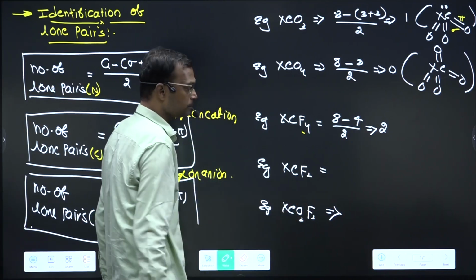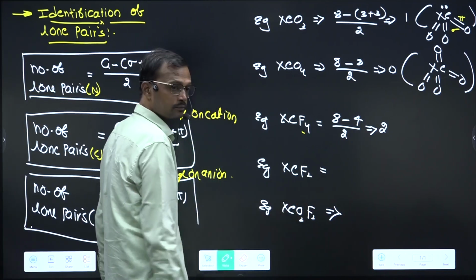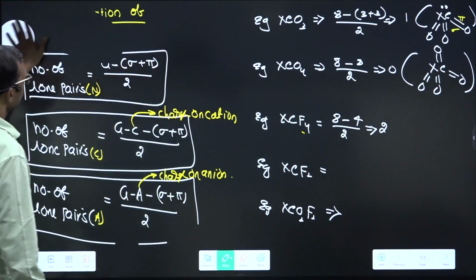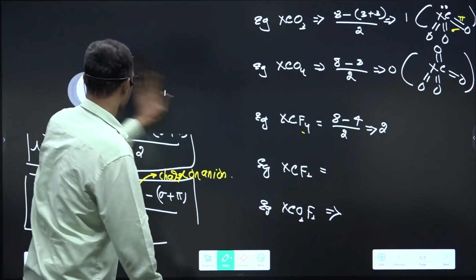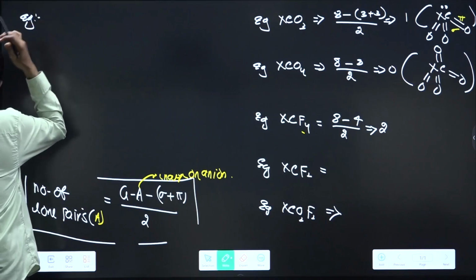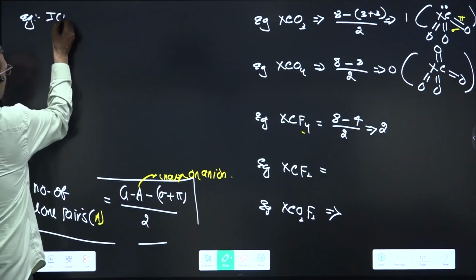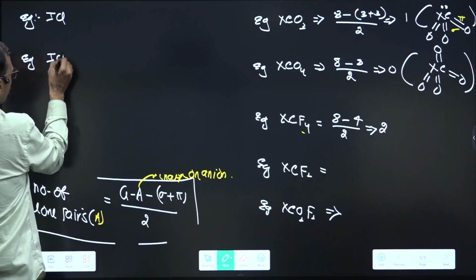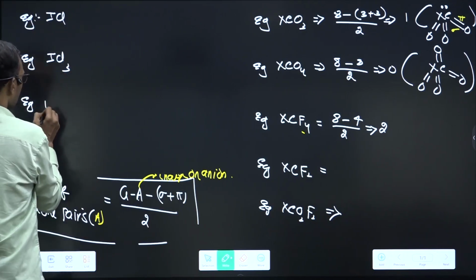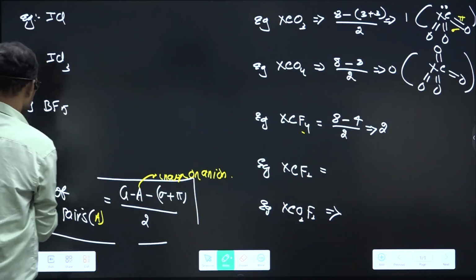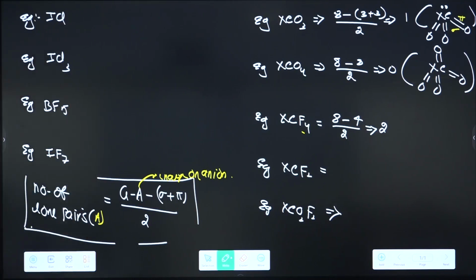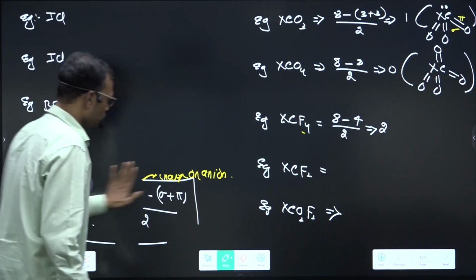How many lone pairs here? 3 lone pairs. And here? 1 lone pair. So ICl3, BrFI, now IF7. You take these down as homework.